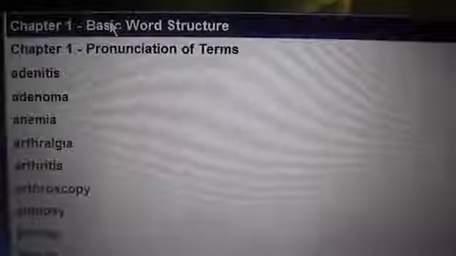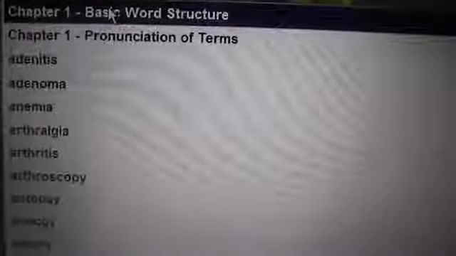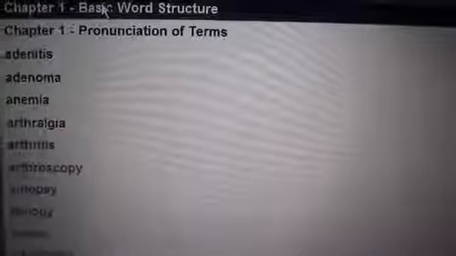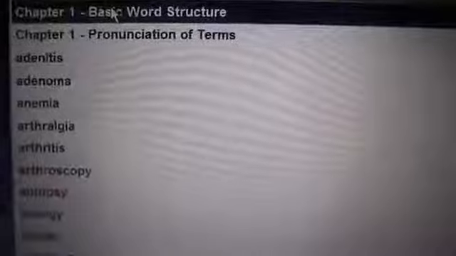Chapter 1, Basic Word Structure. Basic word structure begins your study of medical terminology and introduces you to how medical terms are analyzed.